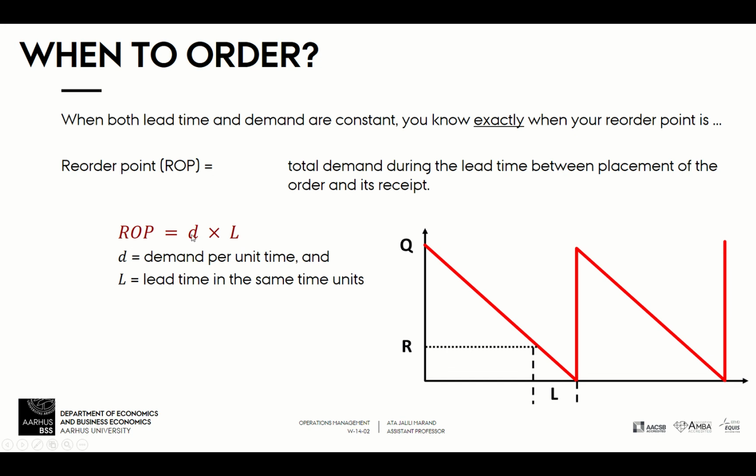And the lead time, of course, is the time between placement of an order and its receipt. So reorder point is the demand per unit of time multiplied by L, which is the lead time. And what we need to be careful about here is that the time unit for the demand should be consistent with the time unit that we are using for our lead time. So if the lead time is expressed in weeks, the demand should also be in weeks. If it is in years, demand should also be in years.